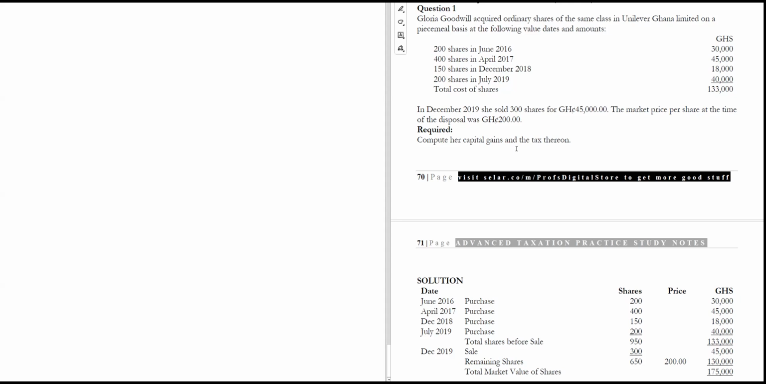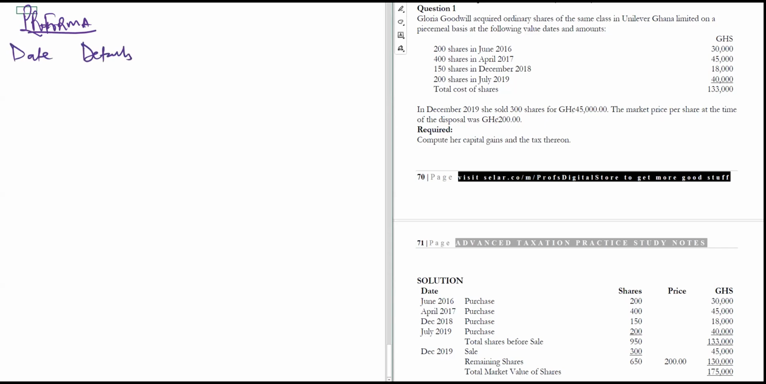And then we know she acquired, they said what? So we have to put our pro forma down, right? And what's the pro forma? We start with what? Then our details, then the quantity, right? Then what do we come to? The price, then the value, not so?